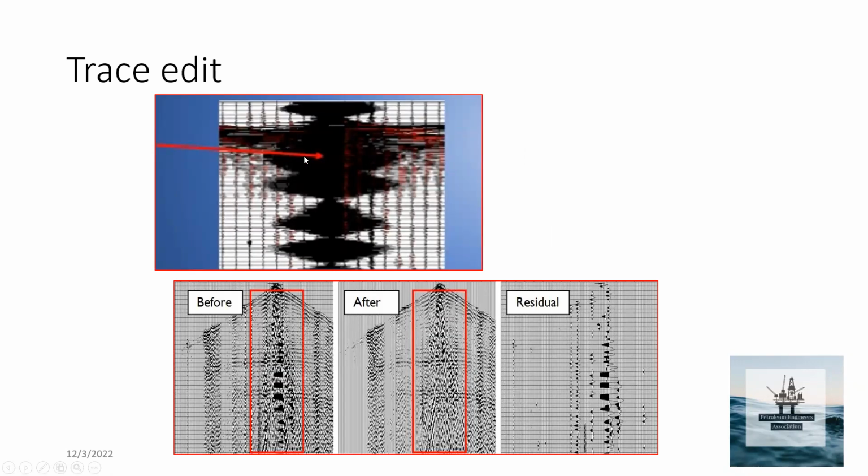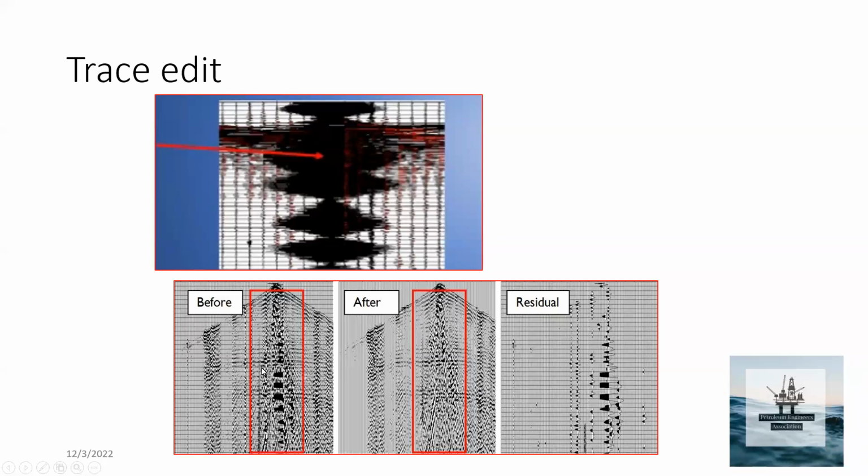That's a zoomed bad trace that needs to be removed. This is simply a shot in the seismic record, and we have a bad trace. It is removed, and this is the QC done. We subtract both records from each other, and we make sure that we didn't remove any primaries or amplitude. This is the primary, and this is the primary reflection.